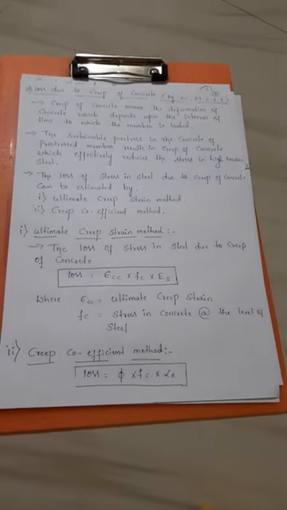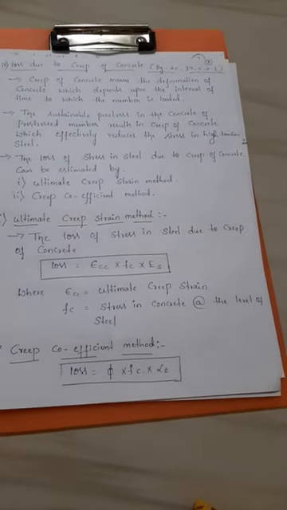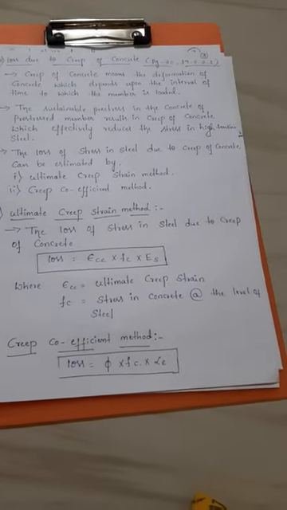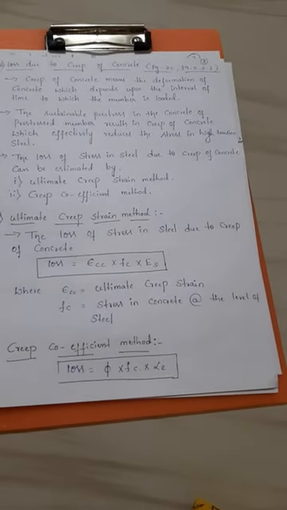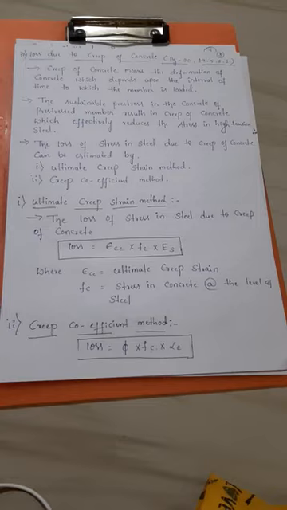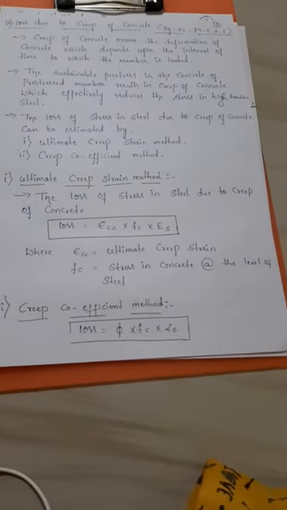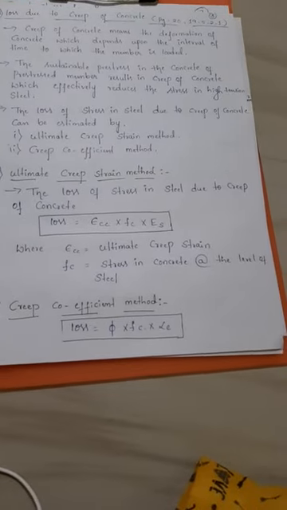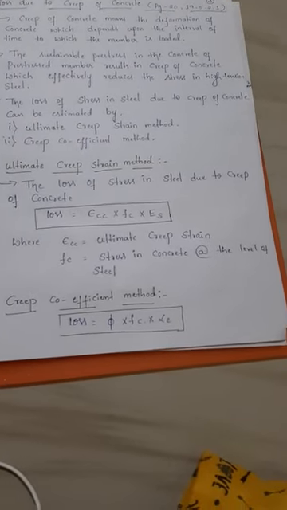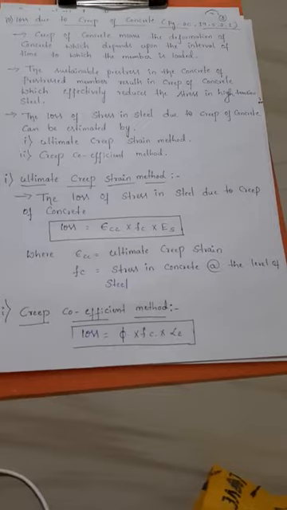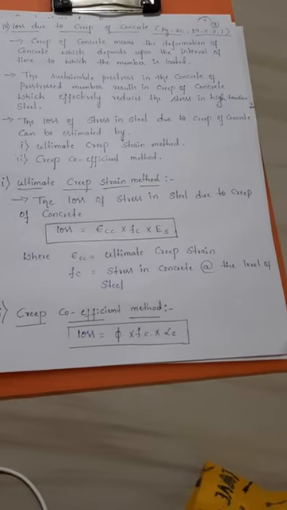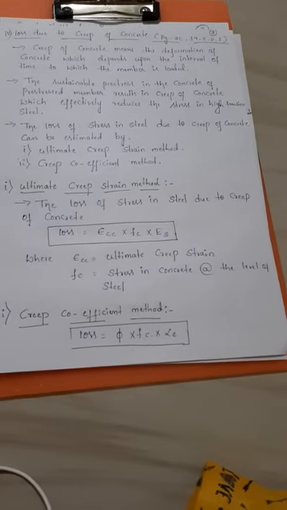So now let us concentrate on loss due to creep of concrete. Actually, the very first loss was elasticity of concrete and the second loss was shrinkage of concrete. Shrinkage of concrete is a time dependent loss, whereas the creep of concrete is also a time dependent loss. For this you need to refer to page number 20 of your code book, clause 19.5.2.1.